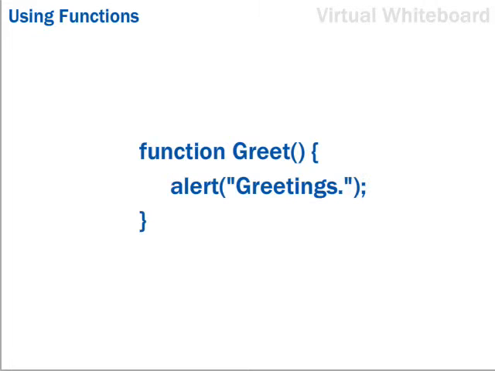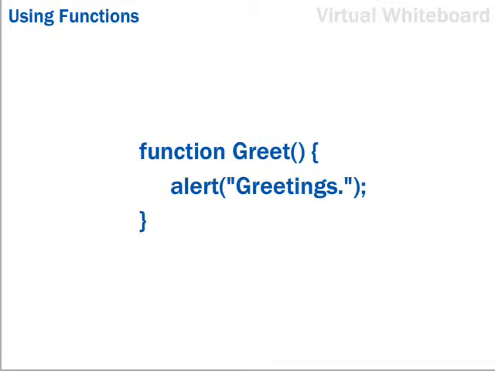To use a function, you must first define it. Here is a simple example of a function definition. This defines a function that displays an alert message to the user. This begins with the function keyword. The function's name is greet. Note the parentheses after the function's name. As you'll learn next, the space between them is not always empty.